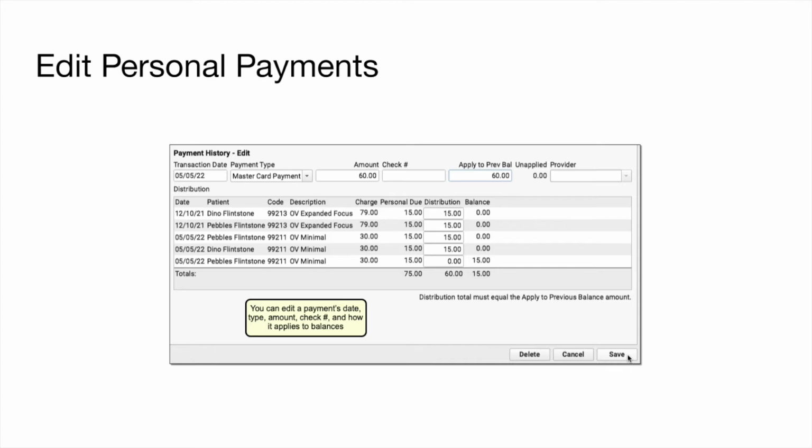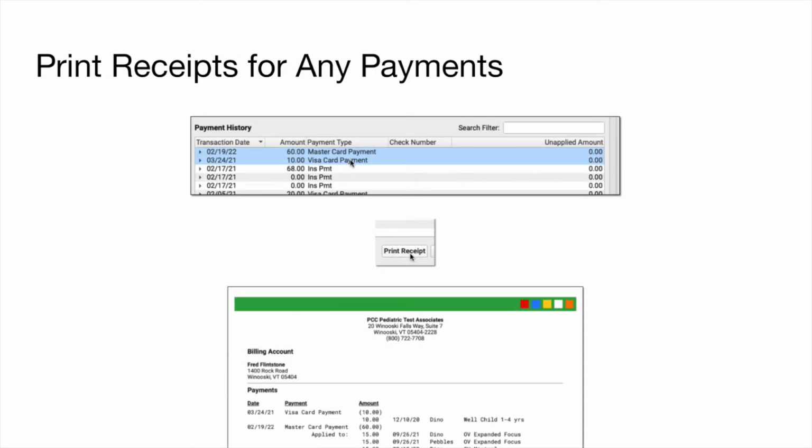And right in PCC EHR, in the payment history for an account, you can double-click on any personal payment and edit it, fix problems, correct any mistakes for that personal payment. You can change what it applies towards, fix the amount, the payment type, or the transaction date, or delete it, of course. Another great new feature for the front desk and billers, you can now select any payments from an account's history and print a detailed receipt, which shows info about the payments and what charges the payments apply towards.